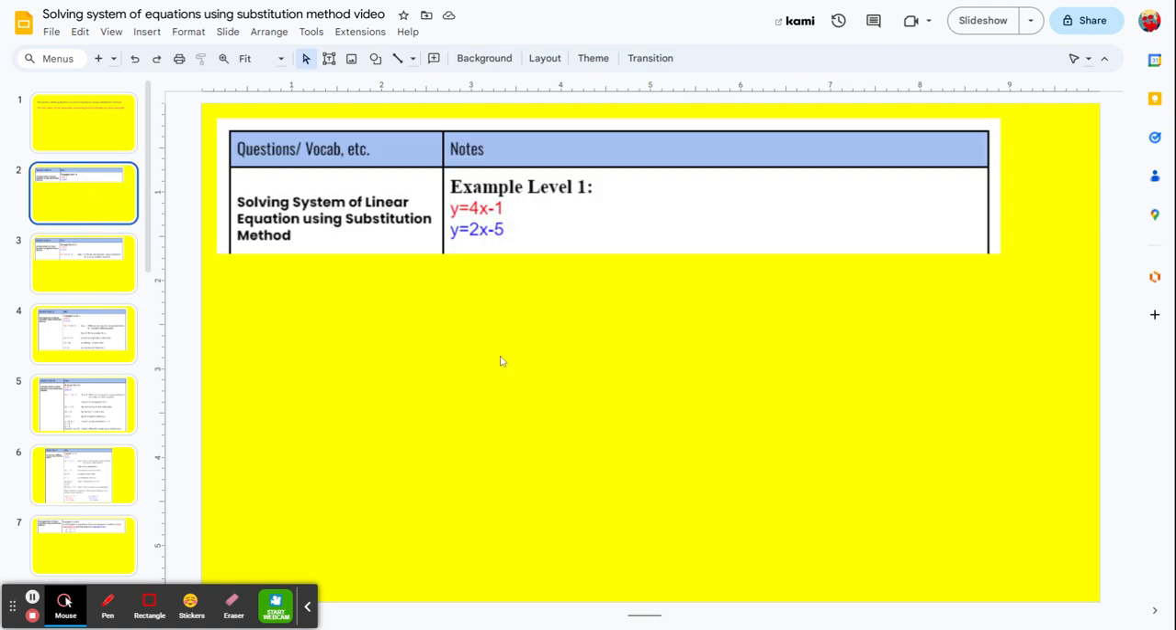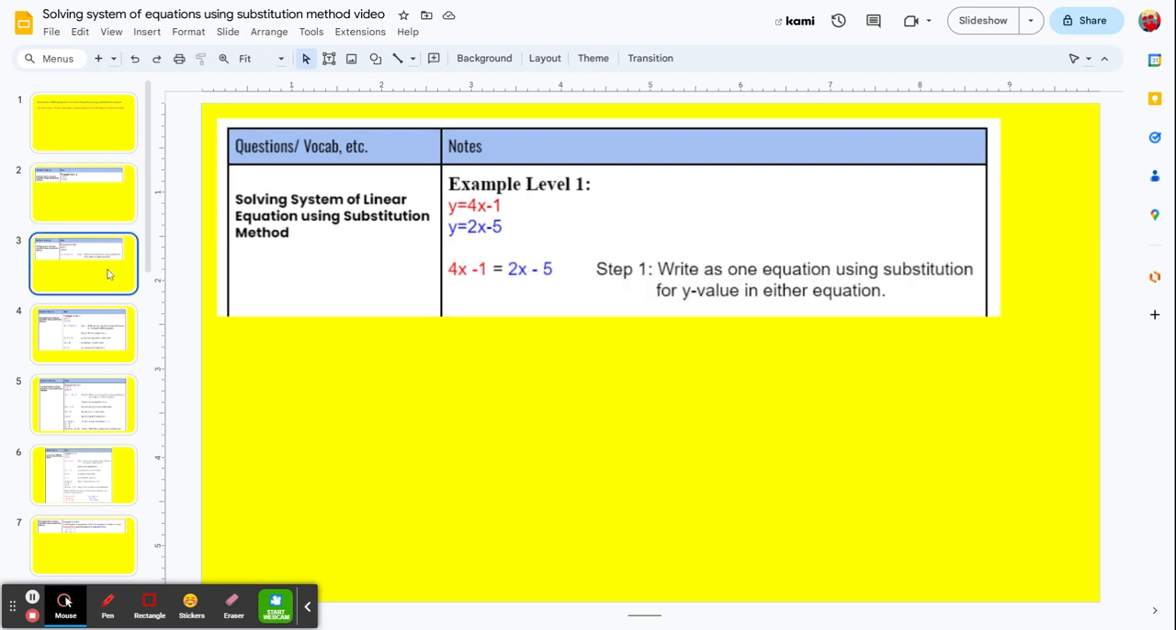First example, we have y equals 4x minus 1, y equals 2x minus 5. Both equations are in y equals form or slope-intercept form, so this is our easiest level to solve. First step is we are going to replace the y with the expression from one of the other equations. So I'm taking the 4x minus 1 from the red equation, and I'm replacing the y in the blue equation with that 4x minus 1. So that's step 1. We did substitution for that.